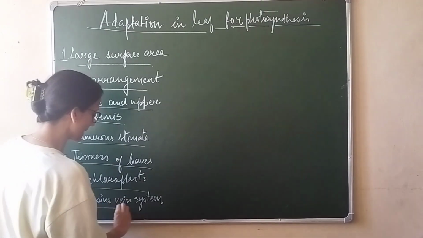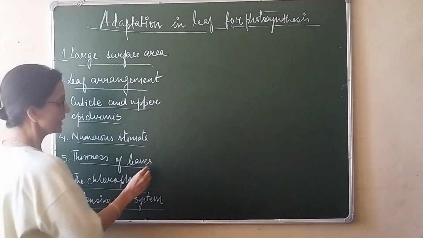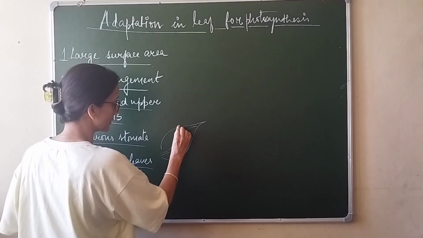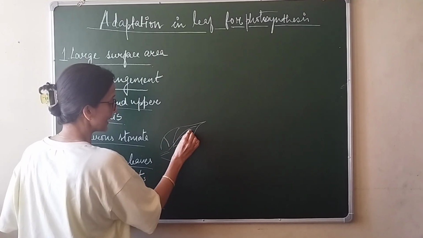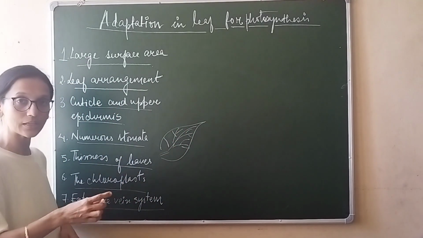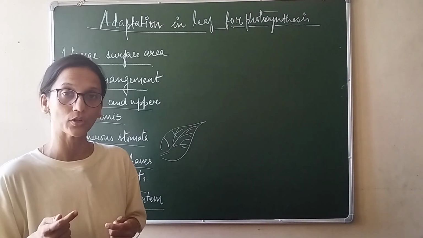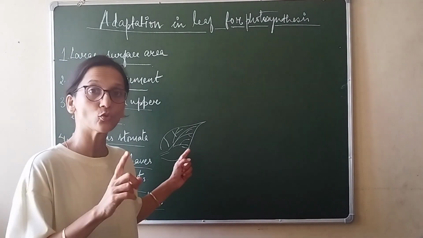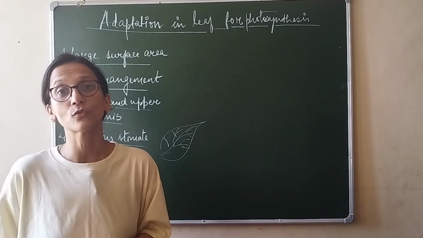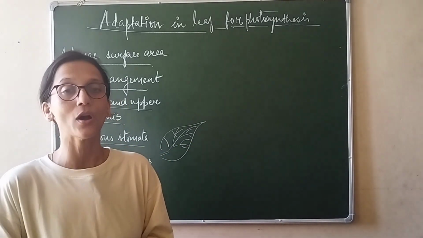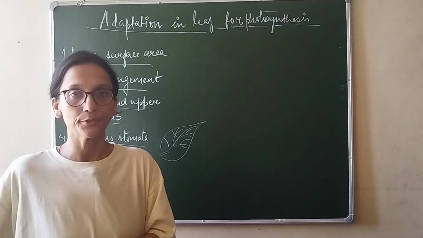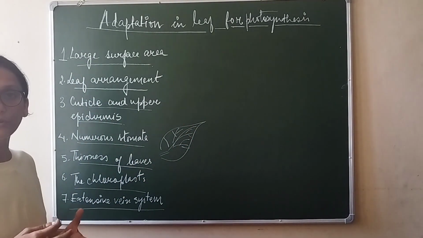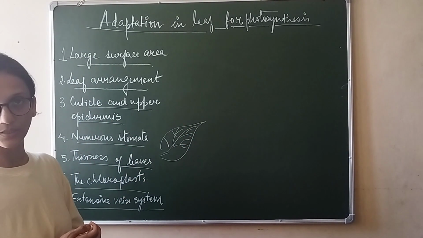And the last is the extensive vein system of a leaf. We refer to the veins and their arrangement within the leaf. They are extensively arranged within the leaf so as to increase the transportation of water to the mesophyll cells and to also increase the transportation of glucose from the mesophyll cells to other layers or other parts of the leaf. So these are the main adaptations which are shown by leaves for the process of photosynthesis.